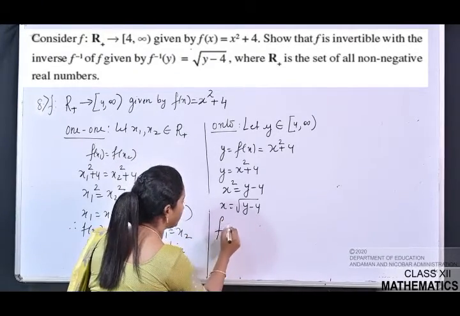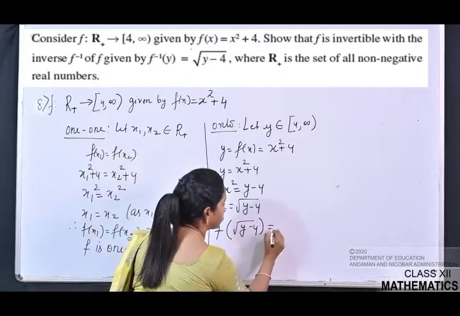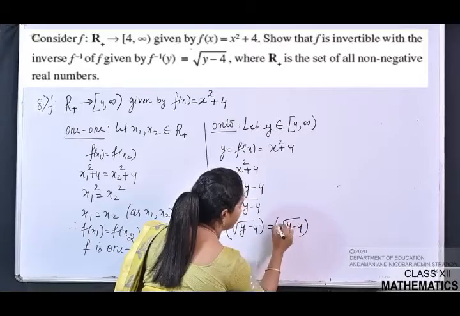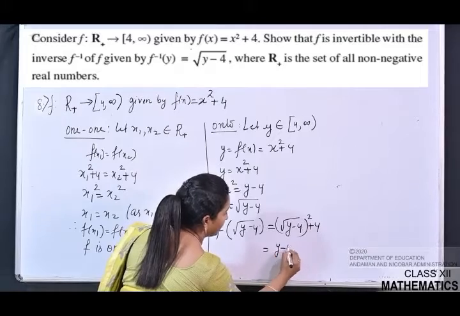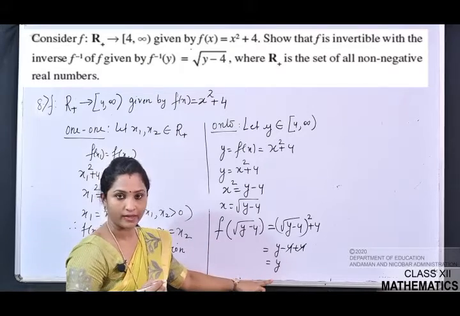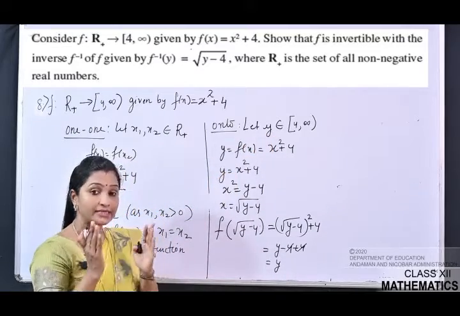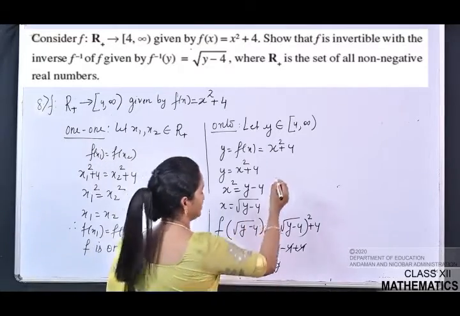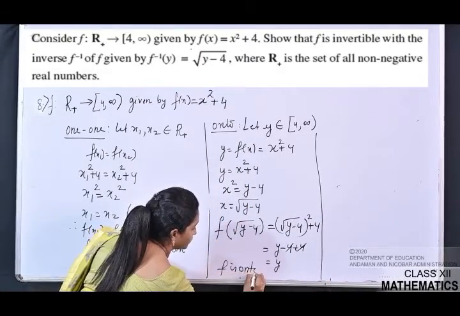Let's see, when you put the value of x as root over y minus 4, are you getting y or not? What you will do, you will put in place of x, root of y minus 4, the whole square plus 4. So root whole square means you will only get y minus 4 plus 4, the answer is y. That means you got f(x) is equal to y. So you have proved that for every y belongs to 4 to infinity, there is an x which is equal to root of y minus 4 such that f(x) is equal to y. Hence you can say that the function f is onto.